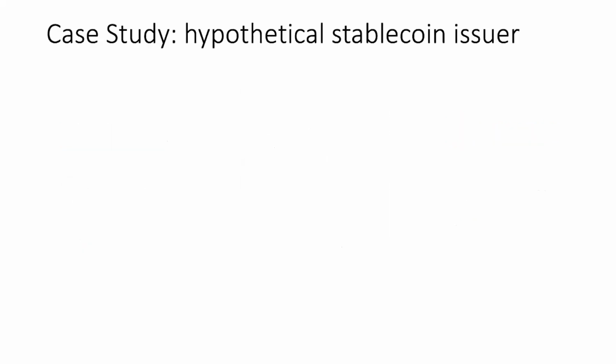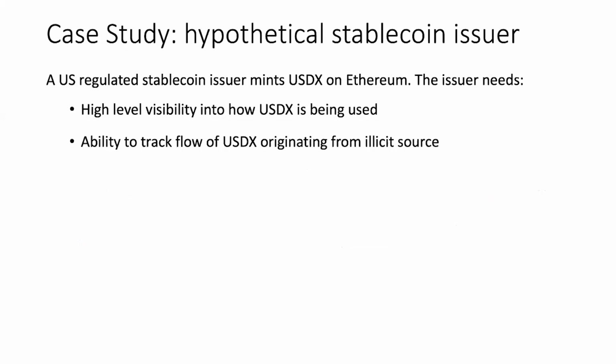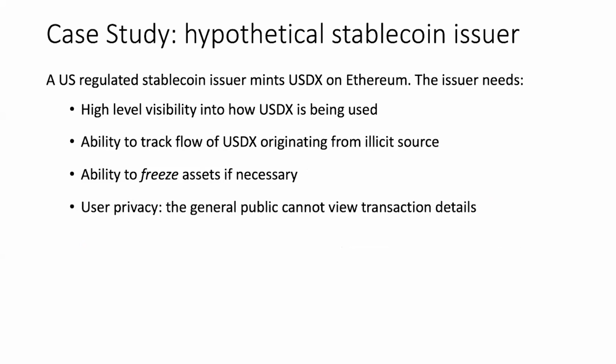So here is a hypothetical case study, but a very realistic one. A US regulated stablecoin issuer mints some USDX on Ethereum. The issuer needs high-level visibility into how USDX is being used, the ability to track the flow of USDX originating from any illicit sources, and the ability to freeze assets if necessary. But they also would like to give their users some level of privacy, so the general public cannot view the details of their transactions.